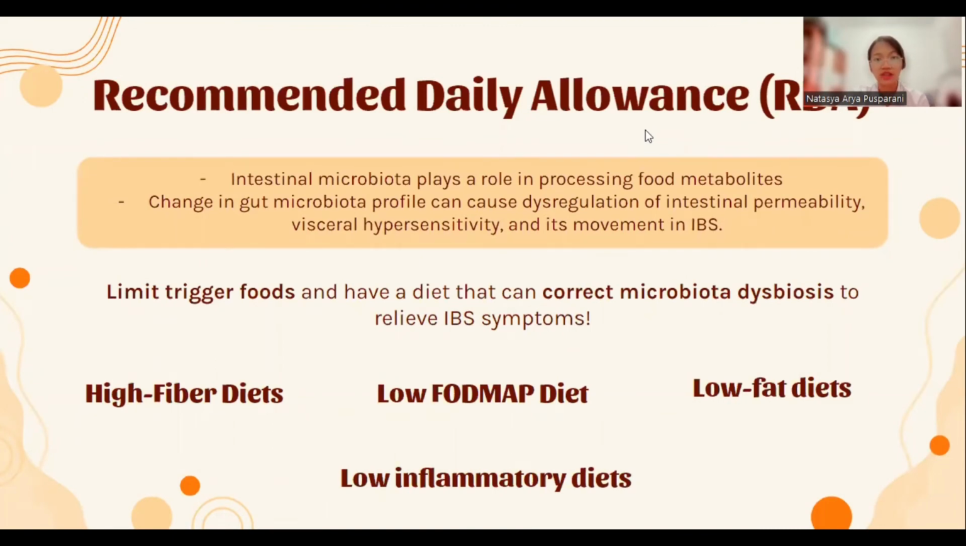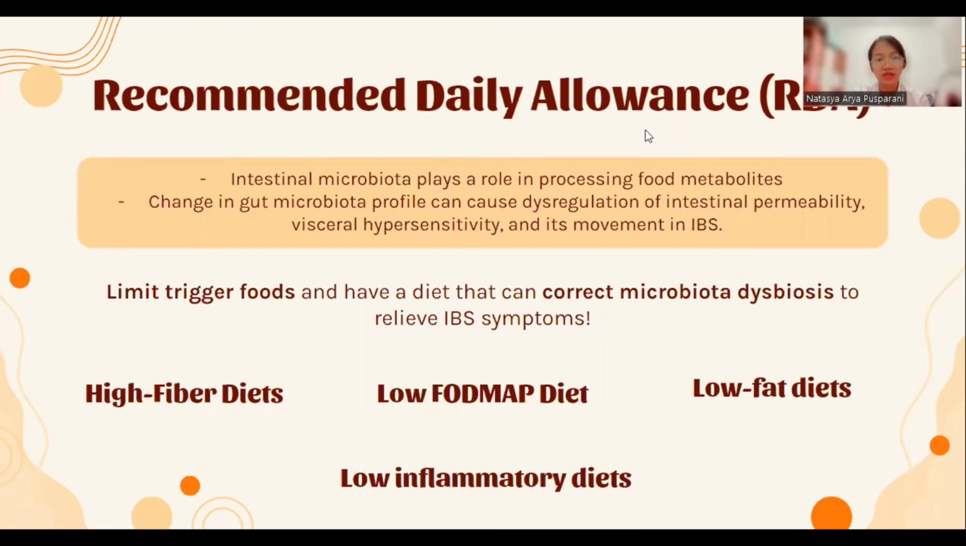Here I'll be presenting about recommended daily allowance, or RDA. So intestinal microbiota plays a role in processing food metabolites digested by humans. Thus, it does correlate with dietary nutrients. A person's diet can change the gut microbiota profile, which possibly relates to dysregulation of intestinal permeability, visceral hypersensitivity, and its movement in IBS.